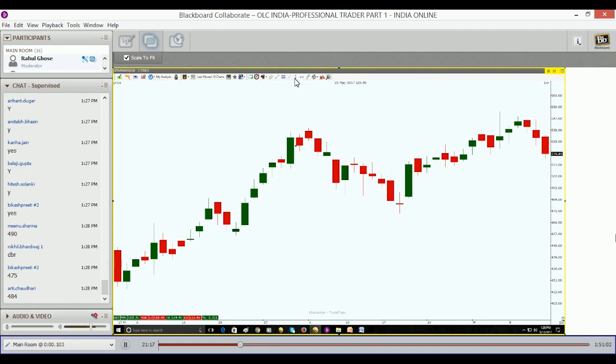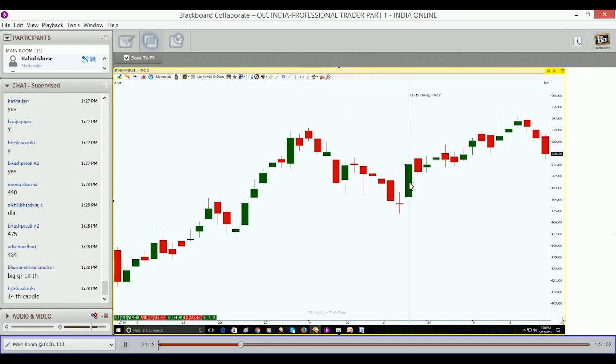Okay, so would all of you agree I have an explosive move over here? Yes, this becomes my leg in, base, or my leg out. This candle is my leg in. Would all of you agree this is an exciting candle? This becomes my leg out. What about this candle over here? Is this a base candle?